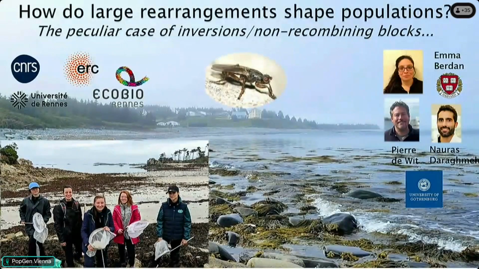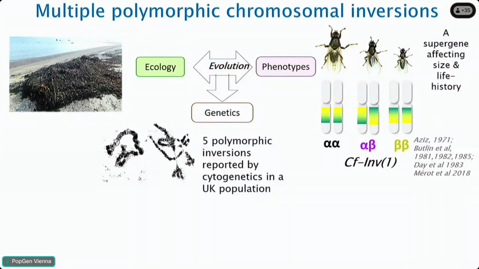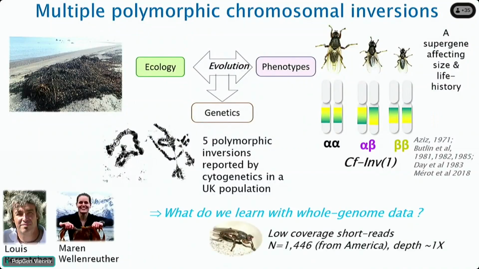And we became interested in this species because of a very big inversion it has. What was known from the 70s and the 80s is that this species has a supergene that is affecting size and life history on chromosome 1. And also cytogenetics reported 5 polymorphic inversions, at least in UK populations. So when we returned to this system, we were thinking, okay, what can we learn with whole genome data on these flies?